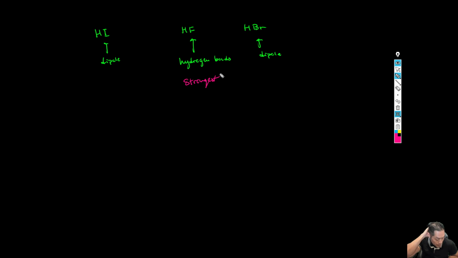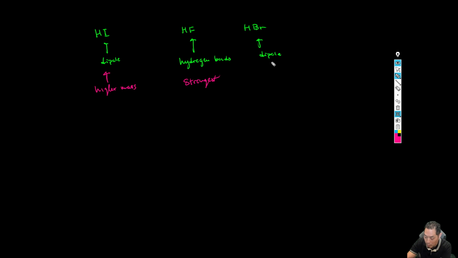Okay. And this one has a higher mass. So when you think about it, if it has a bigger mass, that means it has more protons and more electrons to move around. So then its dipole will be a little bit stronger. Hydrogen bond we already know is strongest. So this will be the second strongest.